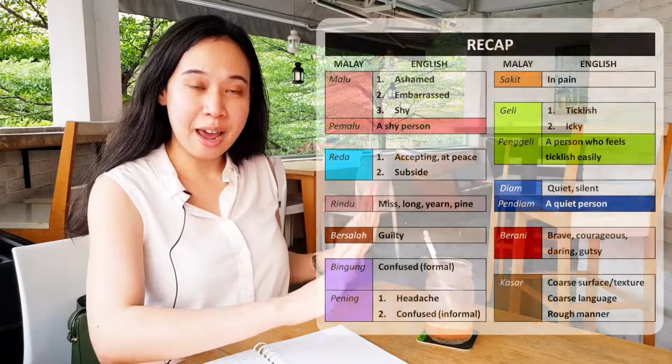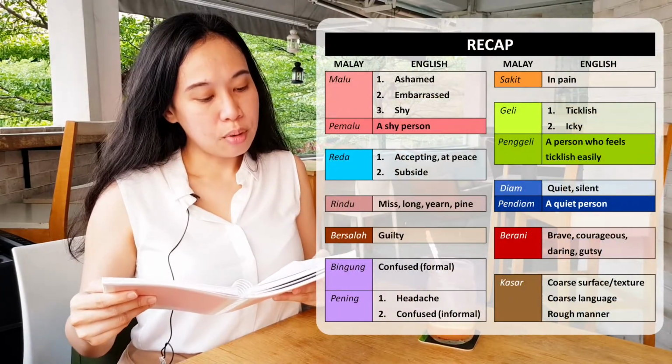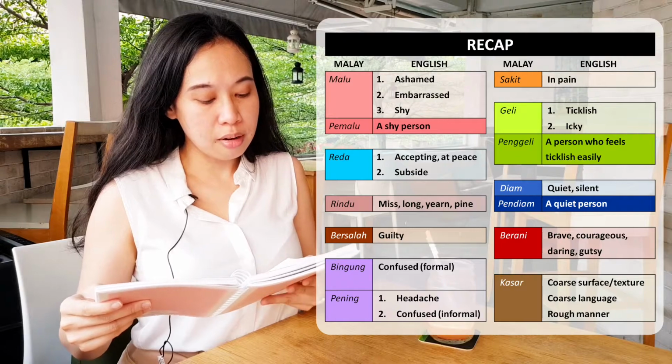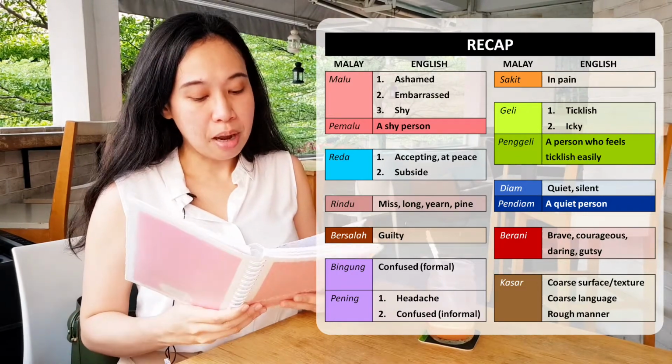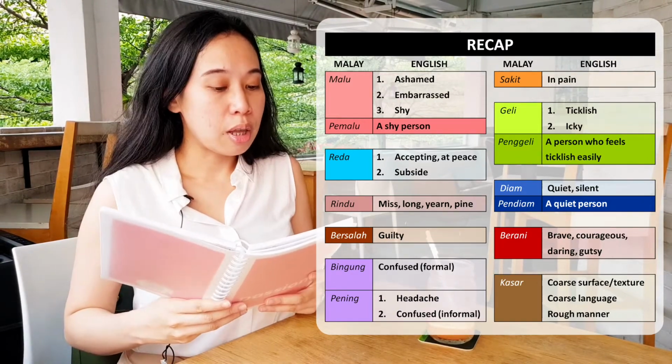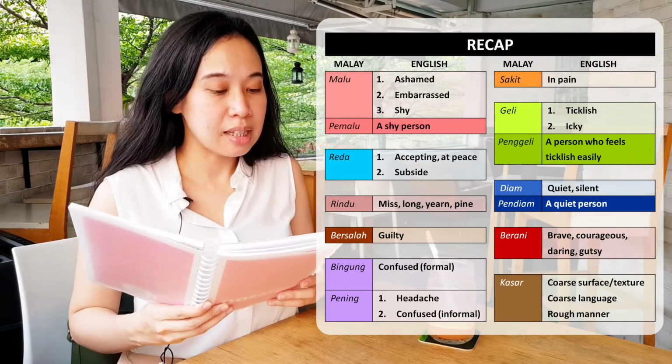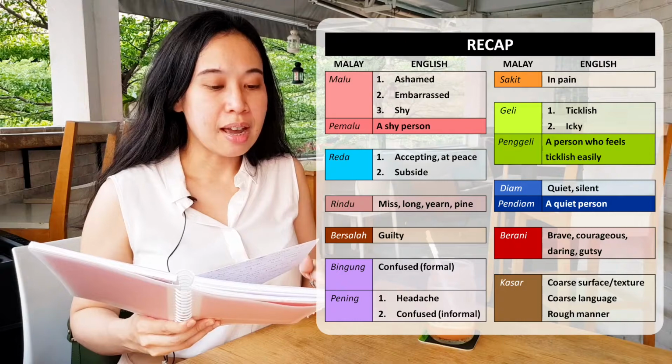Okay, so that's it. 10 words, definitely more than 10 sentences. Here's the recap. Malu, reda or reda. Malu has 3 meanings: ashamed, embarrassed, or shy. And pemalu is shy person. Reda is to be resigned or willing or accepting or at peace. And reda is to subside.